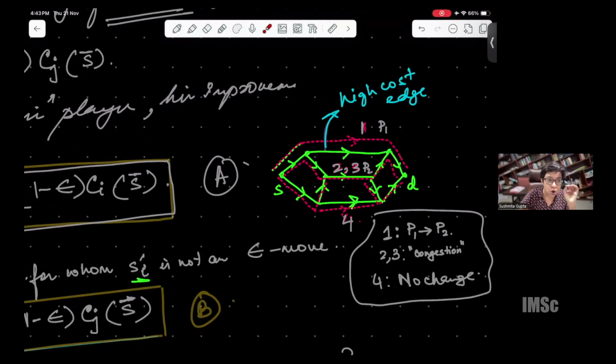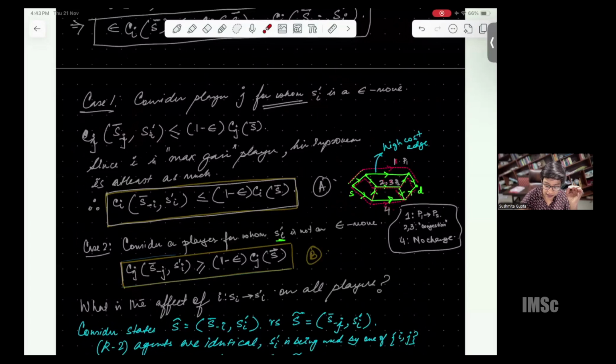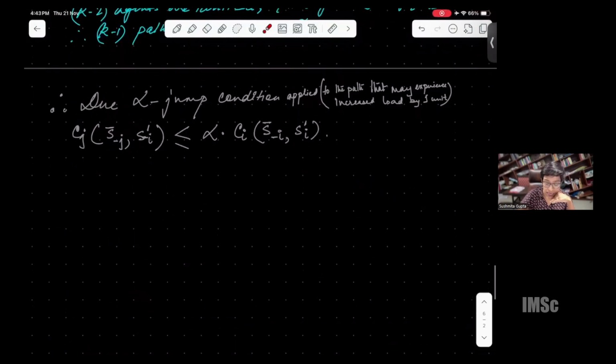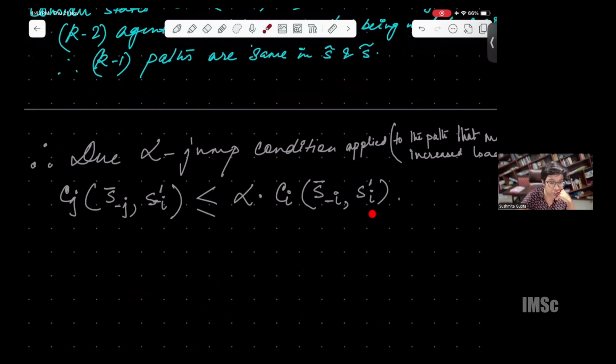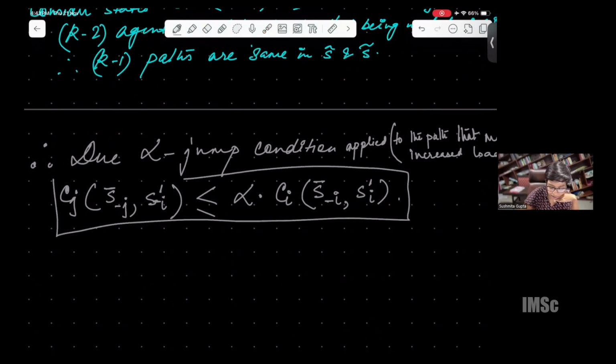But either way, all we know is that when we compare the cost due to this change, I is the player for whom this is a beneficial move. J is any arbitrary player in the game. J could also be a player for whom this is not an improvement move. But no matter what the case, his cost cannot jump by more than a factor of alpha as experienced by the best gain player, or max gain player. Okay, this is what this is. This is C.